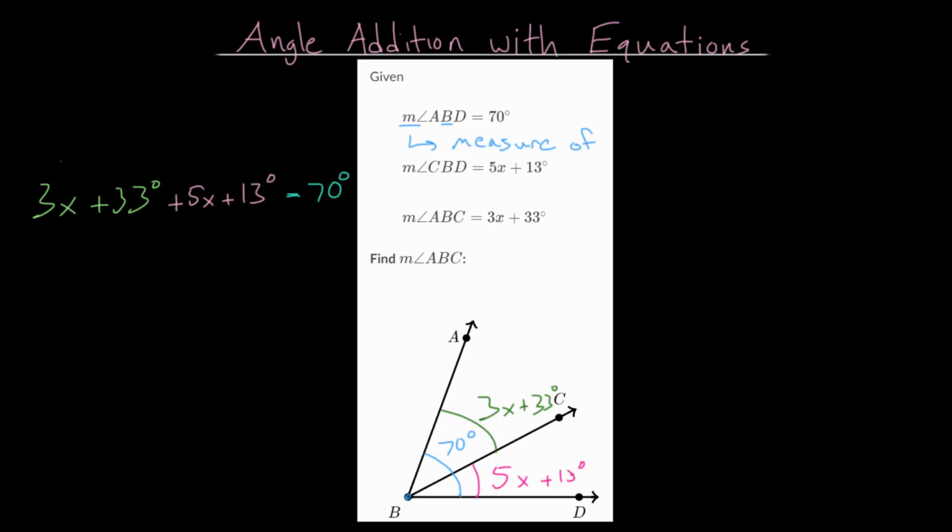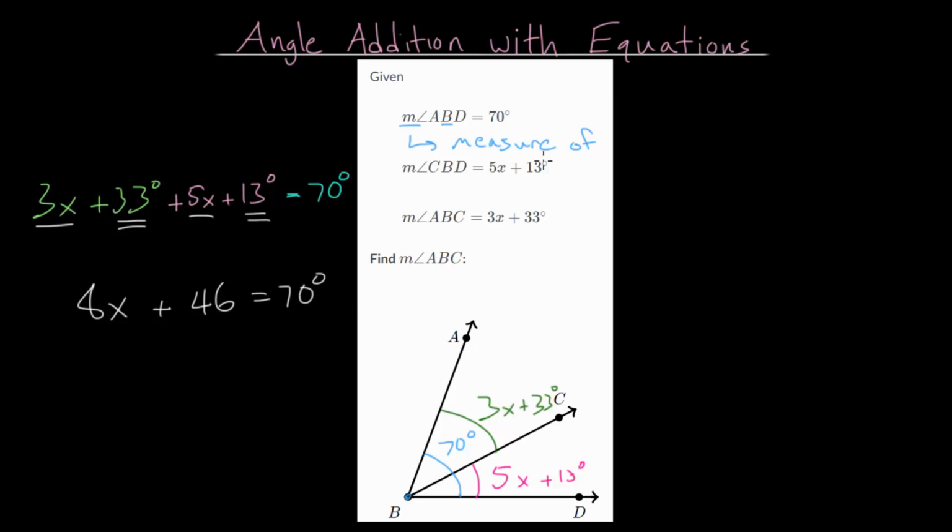From here, we just have an equation and we need to solve it. So let's start by first combining like terms. We can combine our variable terms together and we can combine our number terms together. So 3x's plus 5 more x's, that is 8x. And 33 plus 13, that is 46, and this is equal to 70 degrees.